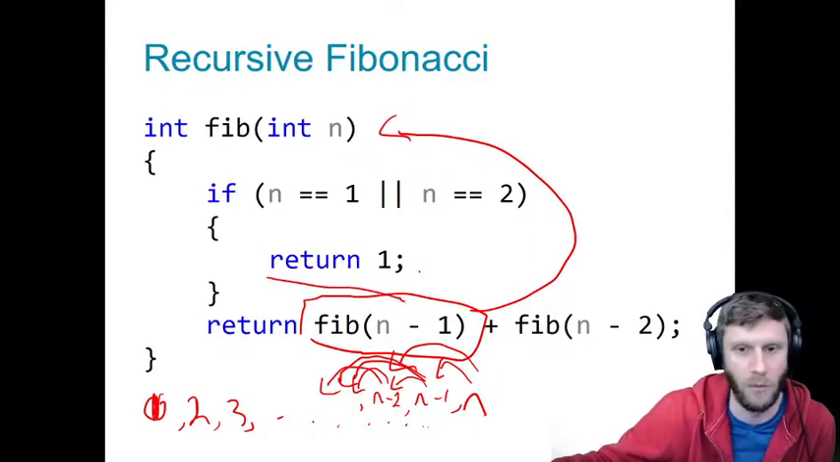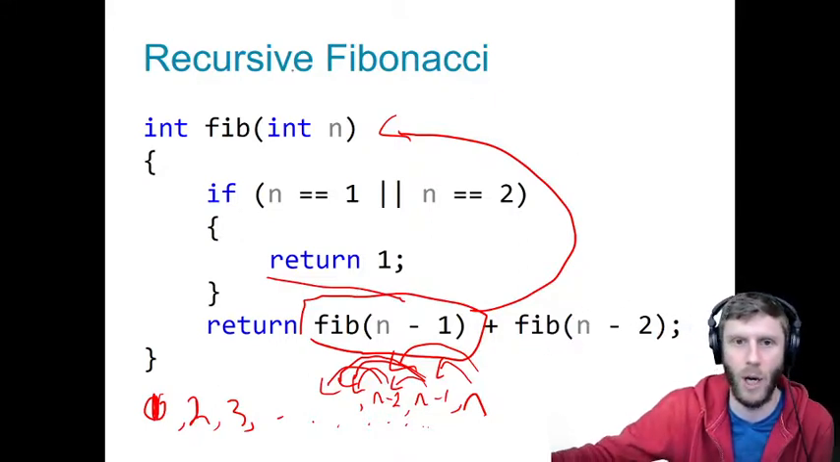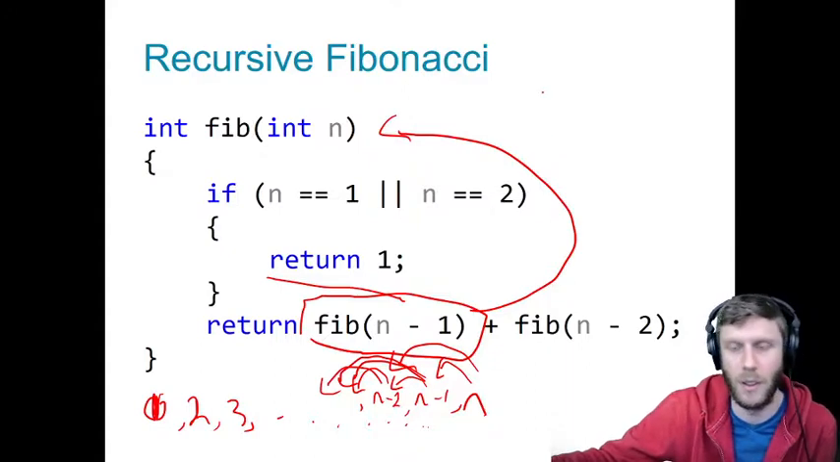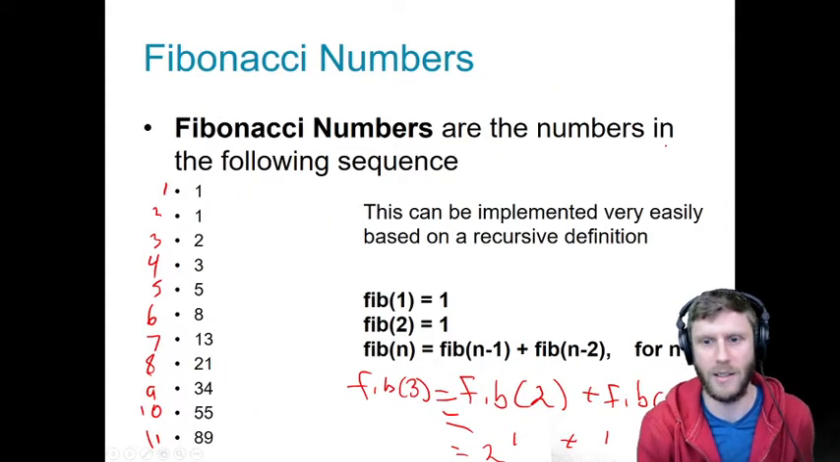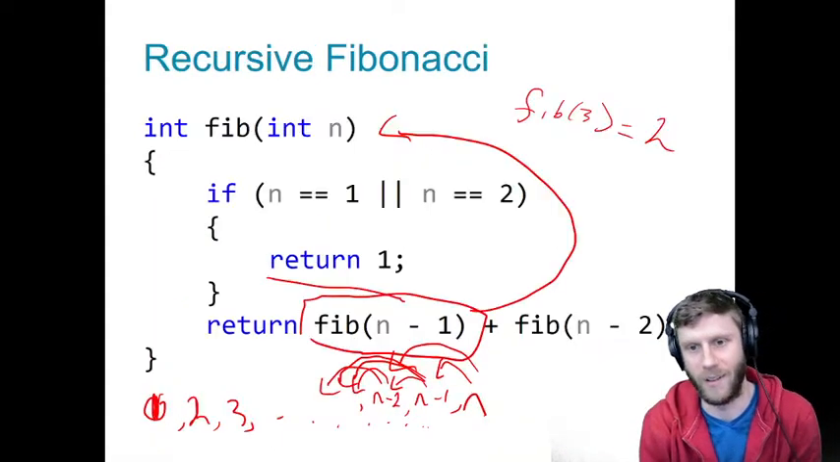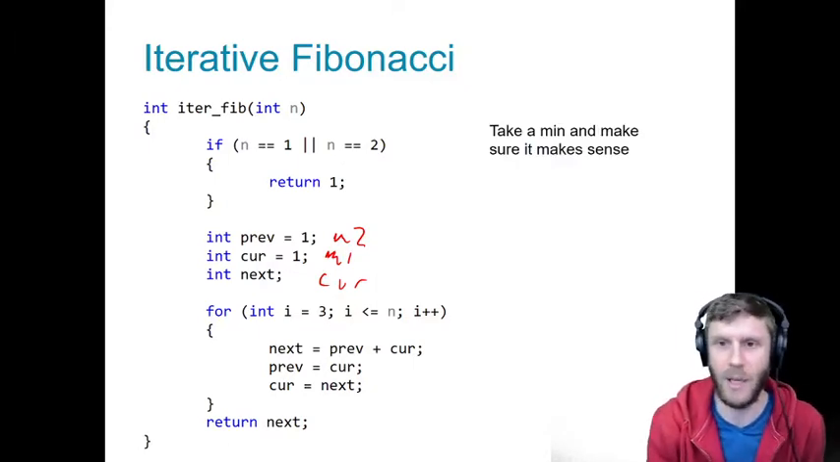So I'll return 1. And then fib of n minus 2, well, 3 minus 2 is 1. So what's fib of 1? Oh, that's just 1. So fib of 3 is equal to 2. Does that make sense? That's like what we did here too. Take a moment and make sure this makes sense.